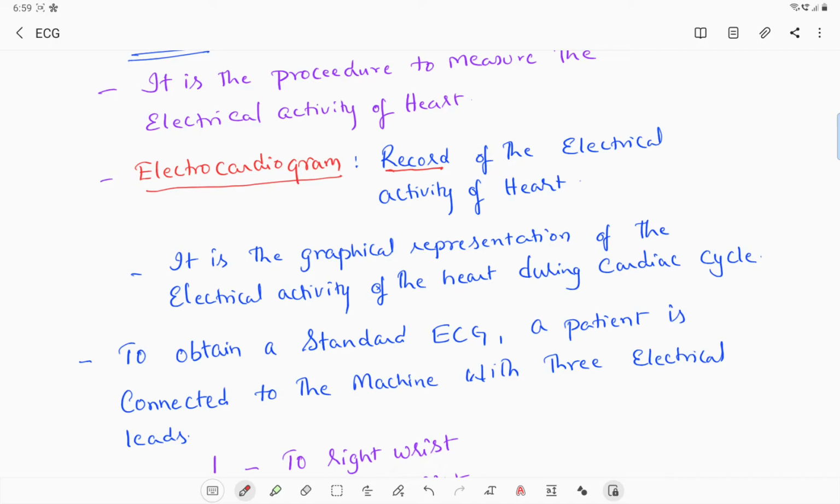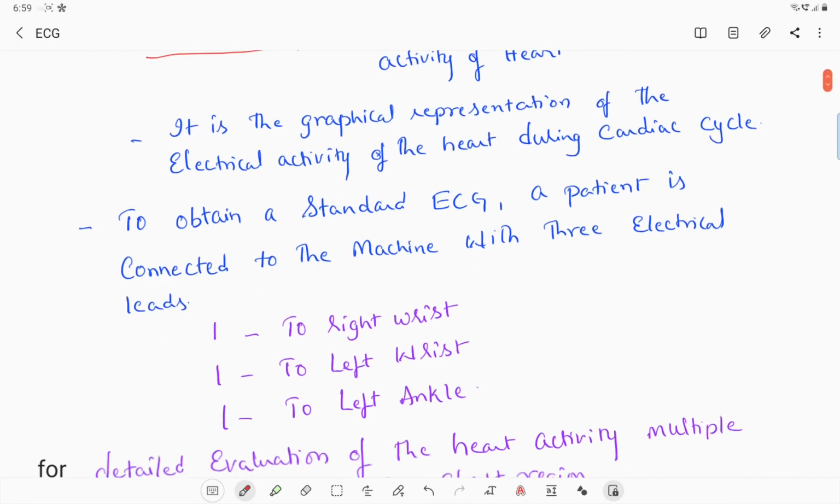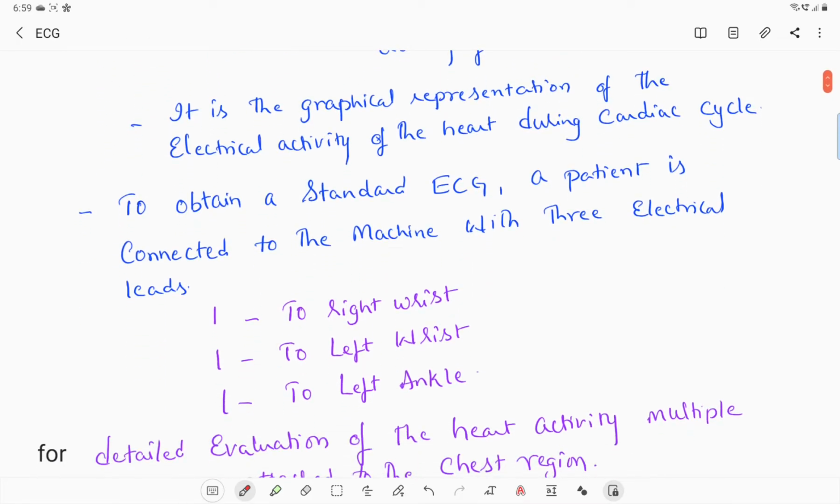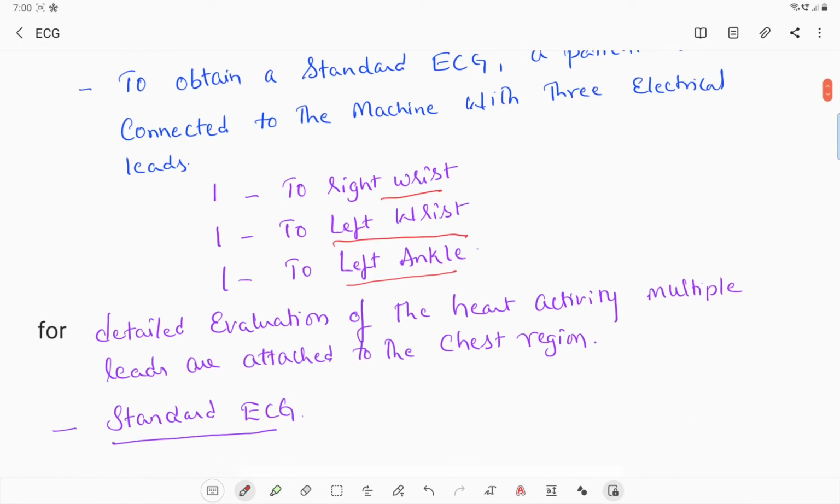To obtain a standard ECG, a patient is connected to the machine with three electrical leads. One electrical lead is connected to the right wrist, one to the left wrist, and one to the left ankle. So the total number of electrical leads we use to get a standard ECG is 3. But for detailed evaluation of the heart activity, multiple leads are attached to the chest region, nearly 12 leads.